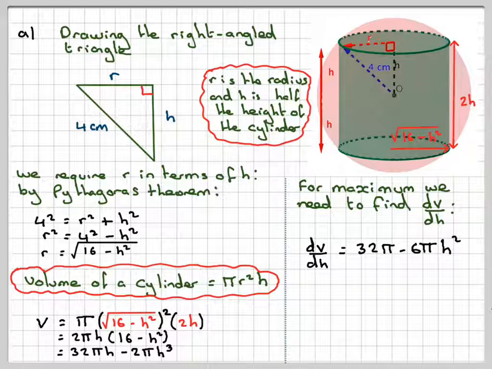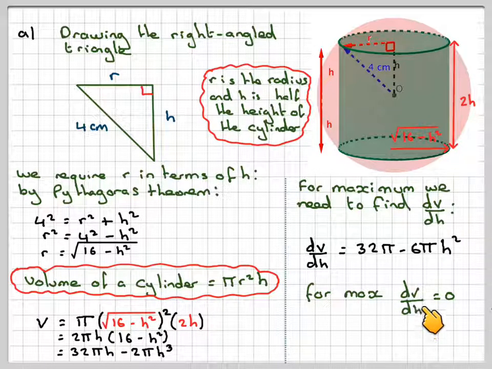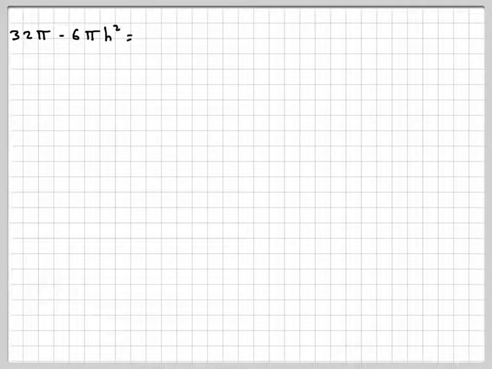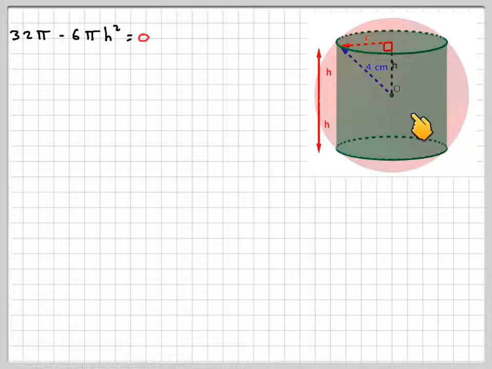For a maximum, we normally put the derivative equal to 0. So dV by dh has to be equal to 0. So we're going to put this equal to 0 and then solve it. Looks quite difficult, but it actually isn't in practice. We've still got the diagram there, so we can refer to it. So if we take this over here, we're going to get 32 pi is equal to 6 pi h squared.